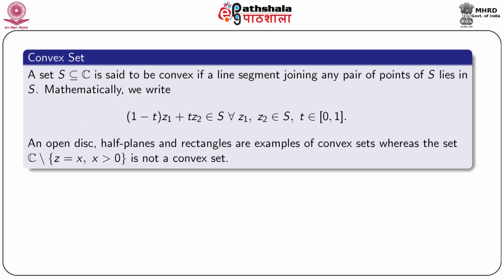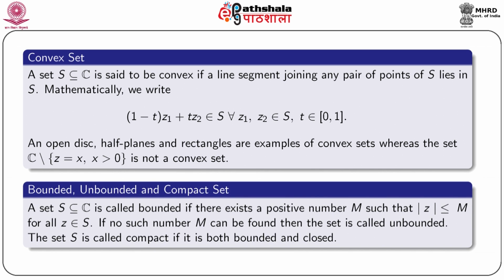An open disk, half planes and rectangles are examples of convex sets, whereas the set C excluding the point z equal to x, where x greater than 0, is not a convex set.